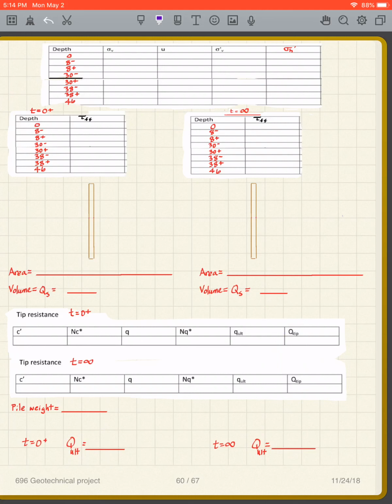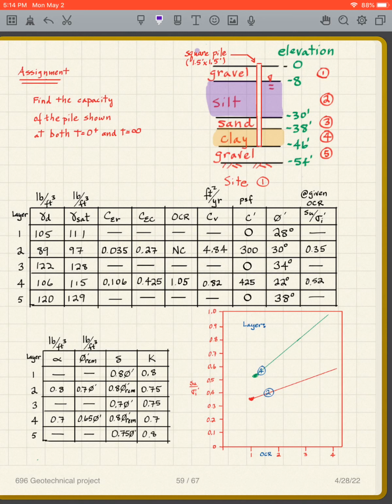Now, this is for the situation where you're basically installing the pile without applying any fill on it. Another complication that we may add would be, what is the pile capacity after our surcharge has been sitting there for 5 years or for 20 years? Then the situation has changed. But for now, I just want you to do this part. Okay.